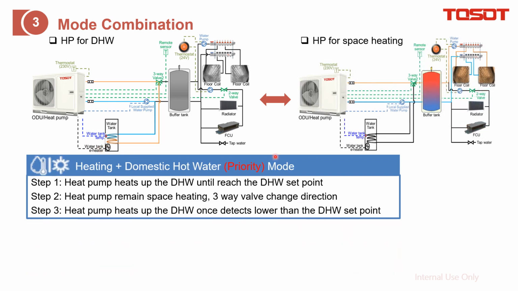Similar to the combination between space heating and DHW. If priority is on the DHW, we will heat up this one first until it reaches the set point. After that, the system will change to space heating. And during space heating, once we detect the DHW temperature is lower than the set point, we will heat up this one again.